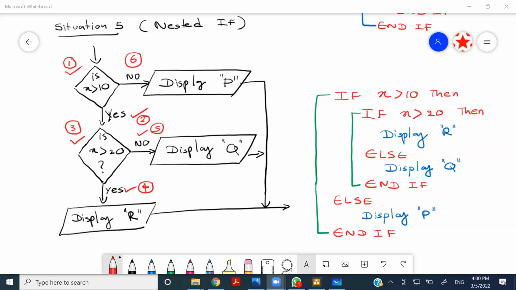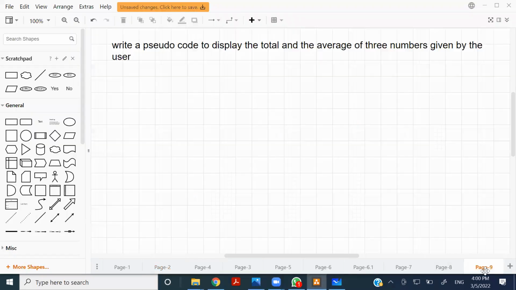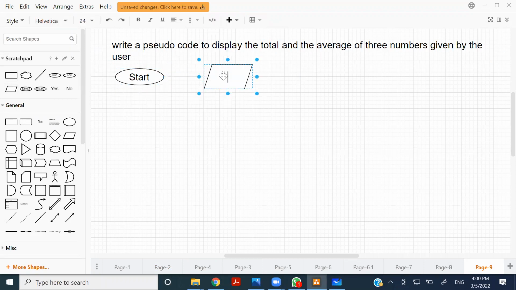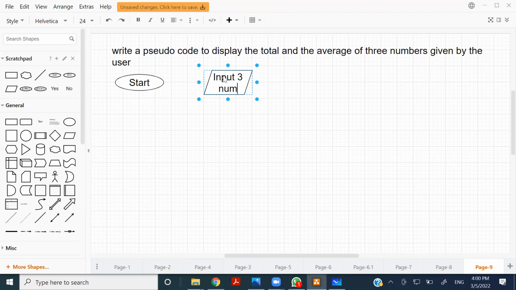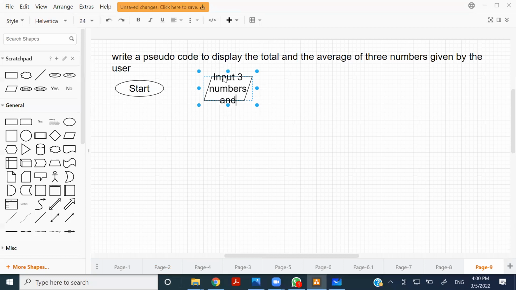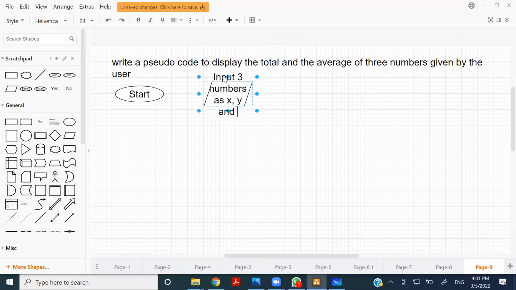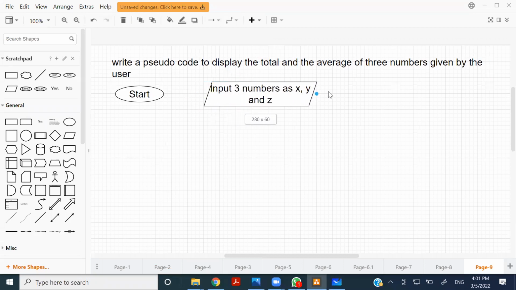Okay. Right. I'll quickly finish the question that I gave to you. Then we can end the session. So it says, write a pseudocode to display the total and average of 3 numbers given by the user. So it's kind of easy. I'll take the start. First, I need to take 3 inputs. So I'm going to say input 3 numbers as X, Y, and Z. So those will be my three numbers, the inputs.